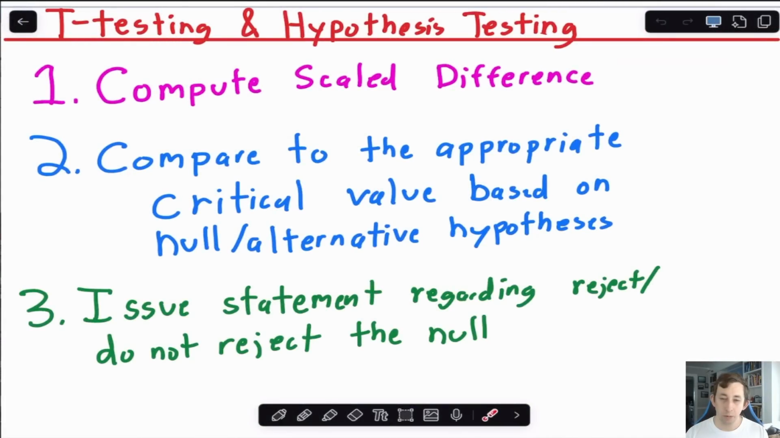So just to sum up what we did before we get into a numerical example, we're going to compute the scale difference, and then compare it to a critical value, which we're going to get out of a chart or a table, based on the number of observations and whether we're doing a one-sided test or a two-sided test. And then we're going to issue a statement like we did in the previous video on hypothesis testing, whether we reject the null or do not reject the null.